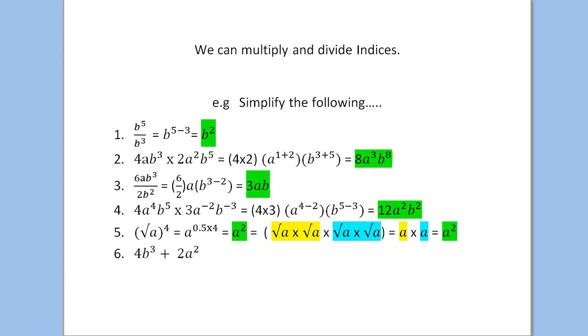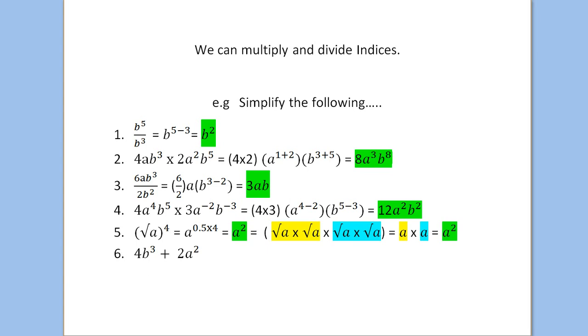You just get back to where you started. So the yellow one, root a times root a in yellow, is equal to a in yellow, and root a times root a in blue is equal to a in blue. So the final answer is a times a, which is a squared. As I say, it's just an alternative approach. But once you know that root a is the same as a to the 0.5, you can quickly multiply them using the first method. And then finally, 4b cubed plus 2a squared.